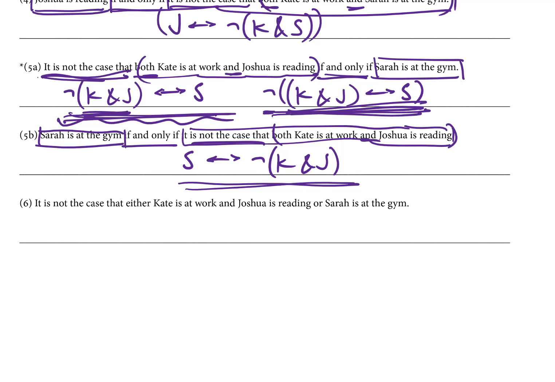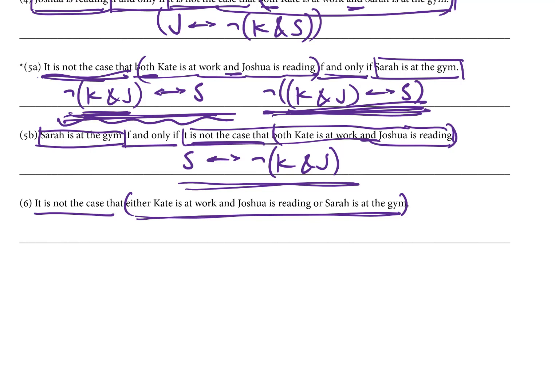All right, now 6 is actually a little bit like 5a, but we don't run into a problem because instead of a biconditional, we're using a disjunction. Okay, so here we have, it is not the case that either Kate is at work and Joshua is reading, or Sarah is at the gym. Okay, so our disjunction is all of this. It is not the case that is going to apply to this entire disjunction. So we know that the not is going to come before parentheses that are around this entire sentence.